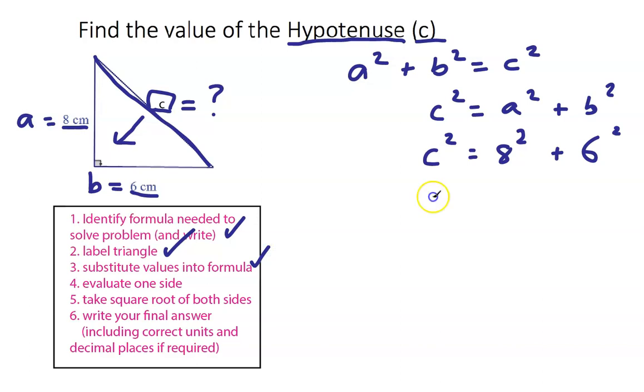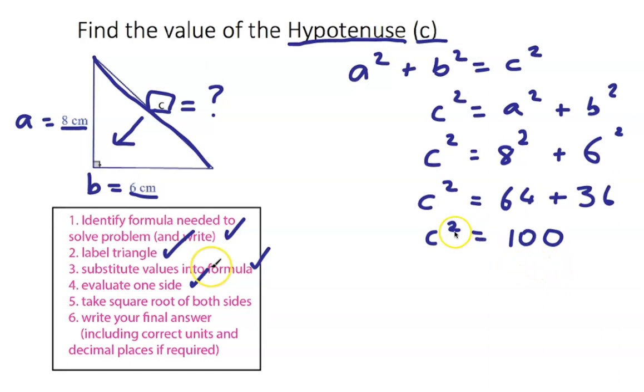Evaluate one side, so I'm going to evaluate the side that I can, which is 8 times 8 is 64, plus 36 is going to be 100. Okay, c squared equals 100. So give that a tick.